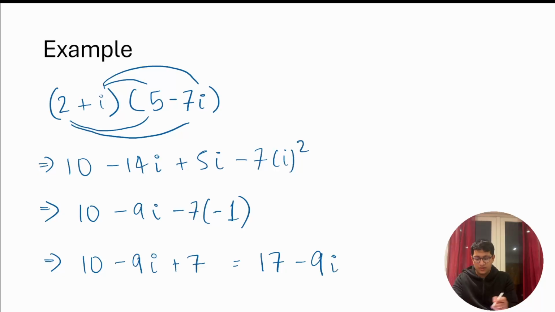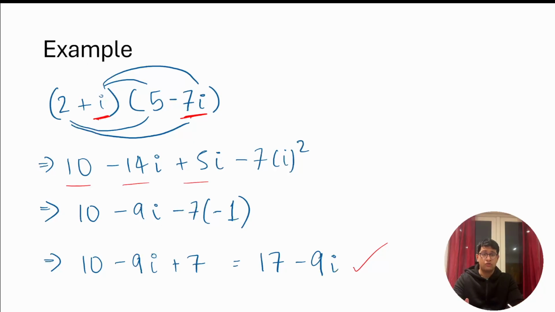So if I have two complex numbers, 2 plus i and 5 minus 7i, and multiply them both, then just like I would if there were two algebraic expressions, I multiply each term by each other, getting 10 minus 14i plus 5i, and the last two terms will multiply to make minus 7i squared. Now remember, i squared is minus 1, right? So once we evaluate this expression, minus 7 times minus 1 becomes plus 7. This multiplied will give you 17 minus 9i.